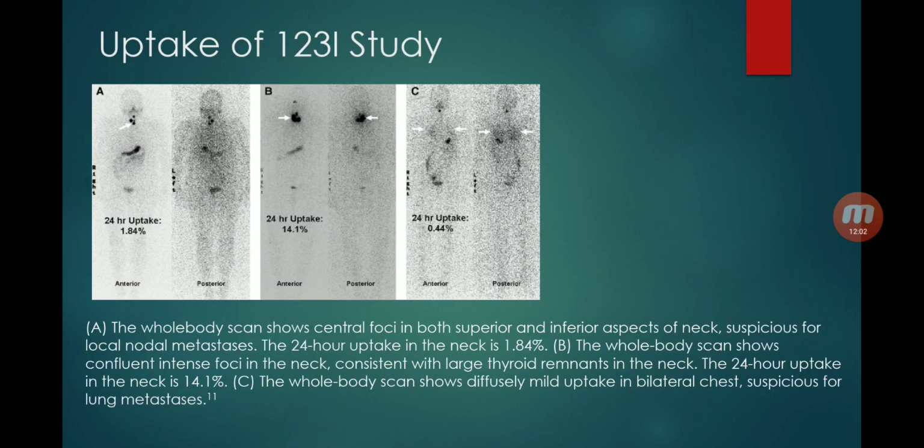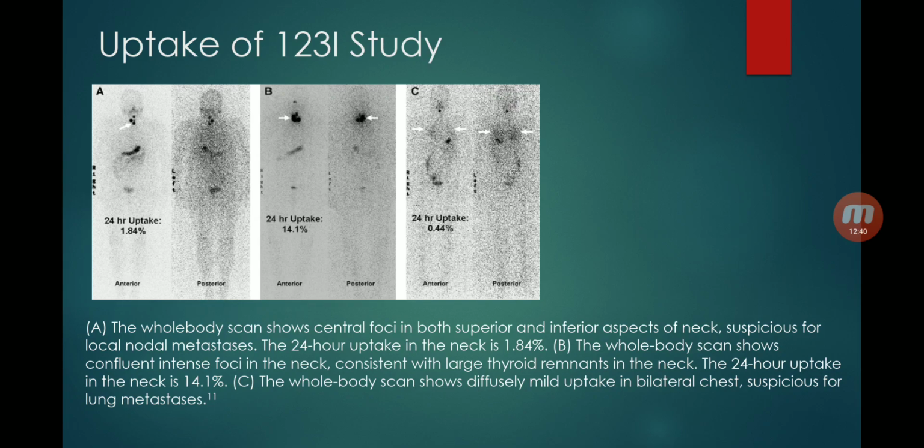So here are some examples of iodine-123 whole body scans in thyroid cancer patients. In picture A, the whole body scan shows central foci in both superior and inferior aspects of the neck, suspicious for local node metastases. The 24-hour uptake in the neck is 1.84%. In picture B, the 24-hour uptake is 15.1%.